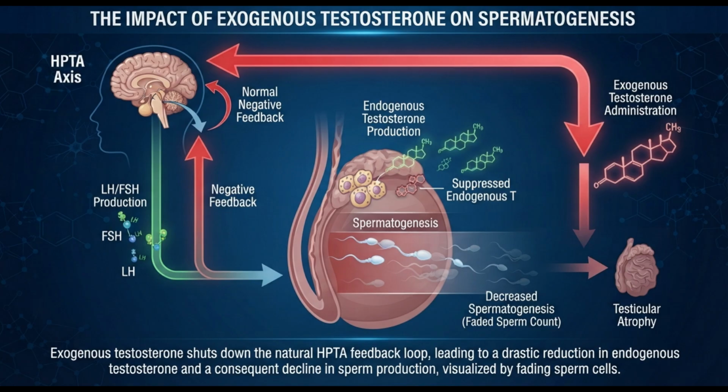Fertility. Another major issue is fertility. The body normally produces sperm through a hormone signaling system involving the brain, pituitary gland, and testes. External anabolic steroids can suppress this system. Sperm production can fall dramatically, sometimes to extremely low levels. Fertility may recover after stopping, but recovery is not guaranteed to be immediate or complete. For someone planning to have children, this is a particularly important consideration.